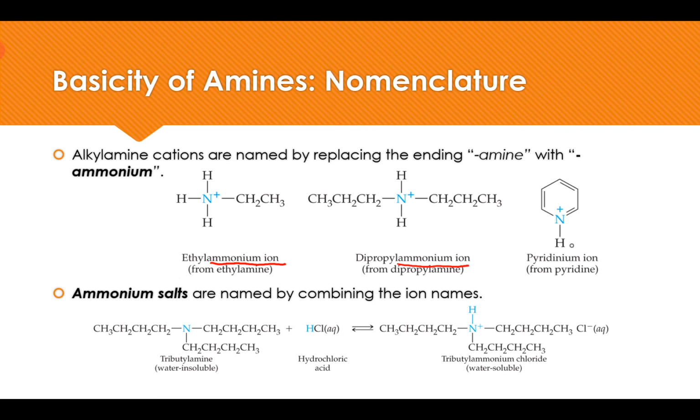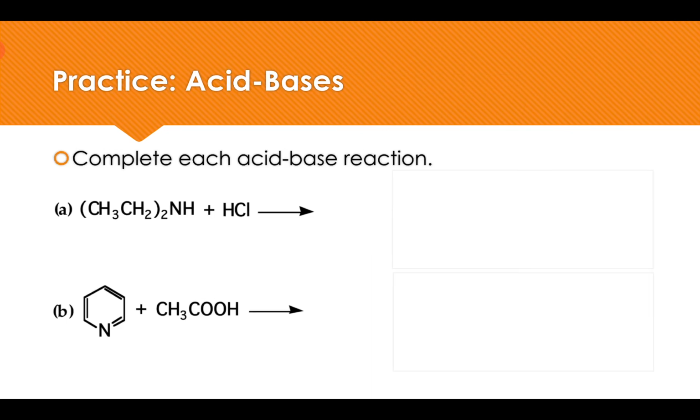This is the pyridinium ion. So for the ammonium salts, this is the cation. We always do cation followed by anion. And so this is tributyl ammonium chloride. And so this is more water soluble than the original. I realize I just did some common nomenclature on the past slide. It's not all in IUPAC. Oh, I didn't even notice that in my slides.